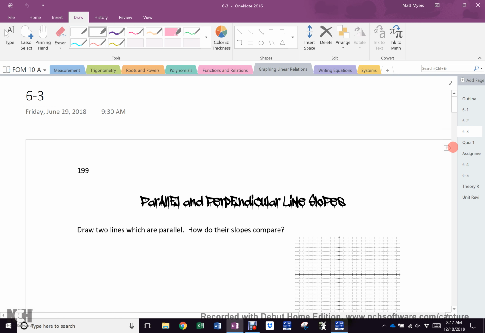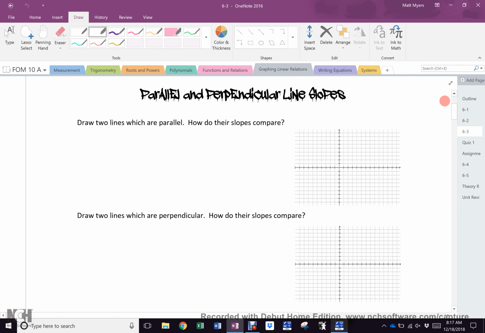Move to page 199, please. Draw two lines that are parallel. What does parallel mean? They're never going to touch, right?